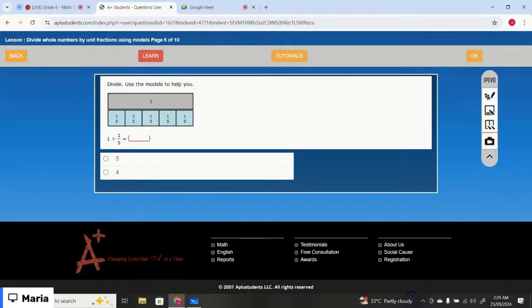Divide, use the models to help you. 1 divided by 1 by 5 equals 5. Yes, the correct option is 5. Option number 1 is the correct option.